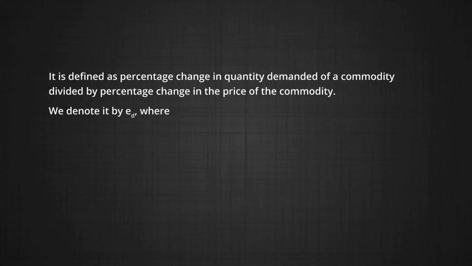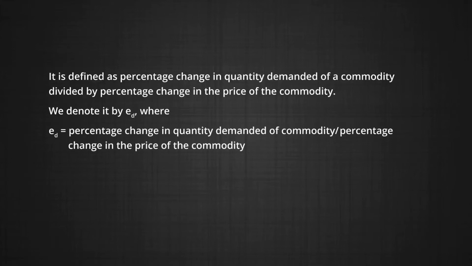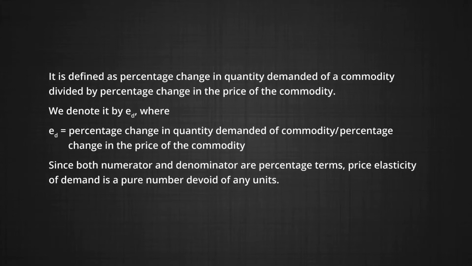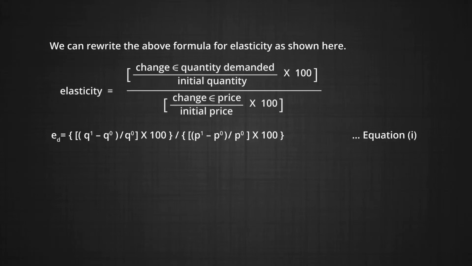We denote this by E subscript D, where E subscript D equals the percentage change of the quantity demanded of the commodity divided by the percentage change in the price of the commodity. Since both numerator and denominator are in percentage terms, the price elasticity of demand is a pure number devoid of any units. We can rewrite the above formula for elasticity as shown here in equation 1.